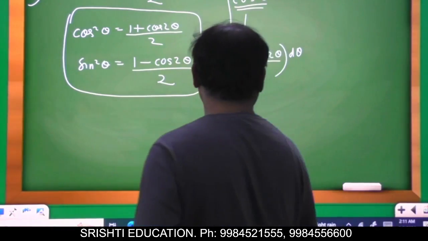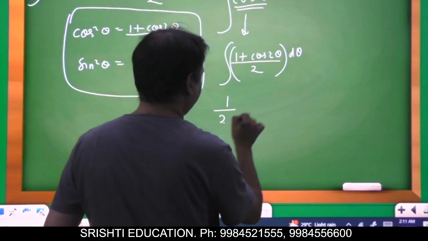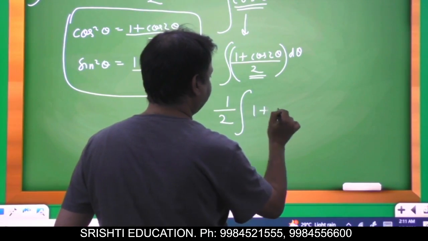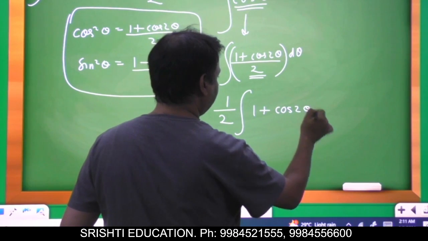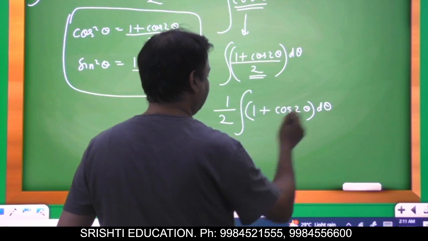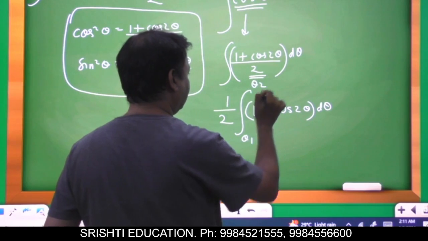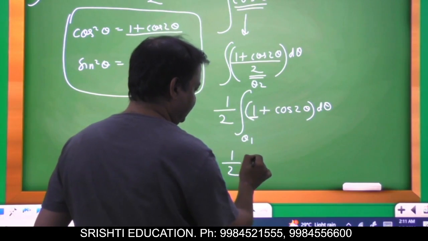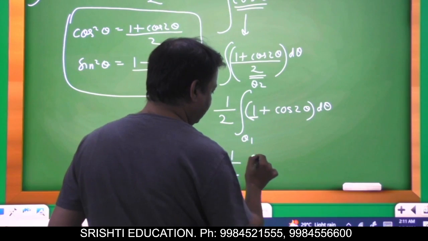Now this will be, 2 is a constant, it will come out, it will be 1 plus cos 2 theta d theta. Of course we'll put the limit of theta, so it will be half. Now what is the integral of 1? So the integral of 1 with respect to theta will be theta.